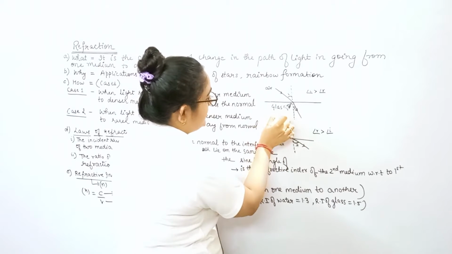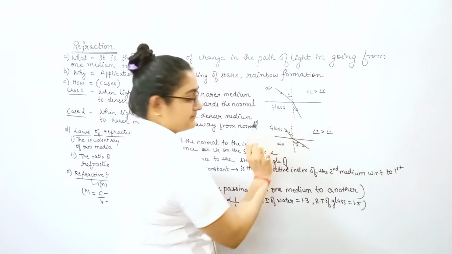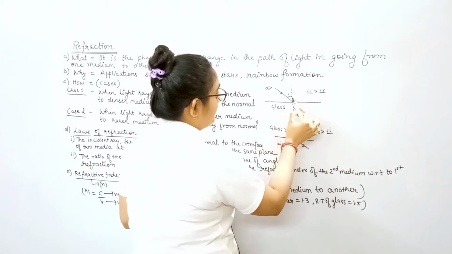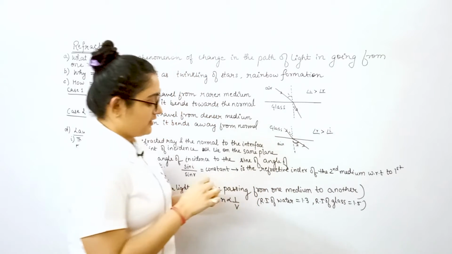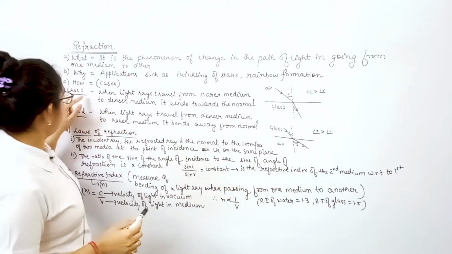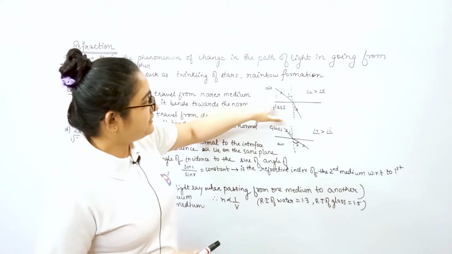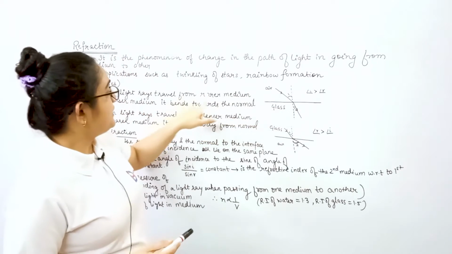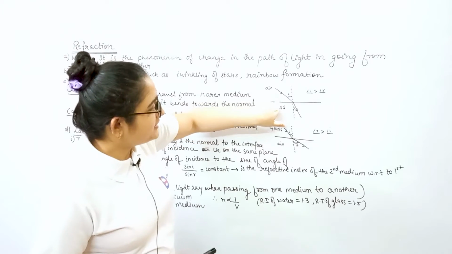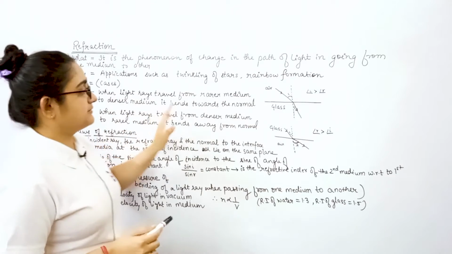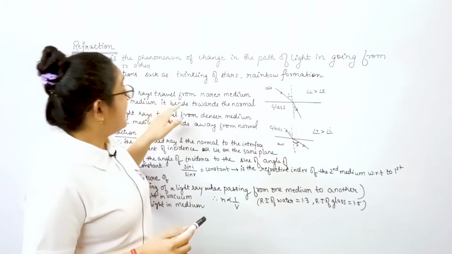This ray is the incident ray. And now this ray will be the refracted ray. And this is the angle of incidence. And this is the angle of refraction. Now, what is the first case? The first case is when light rays travel from rarer medium. Here air acts as a rarer medium. So when light travels from rarer medium to denser medium, here glass is a denser medium, it bends towards the normal.